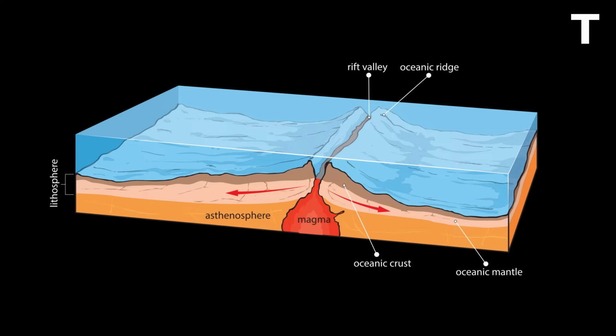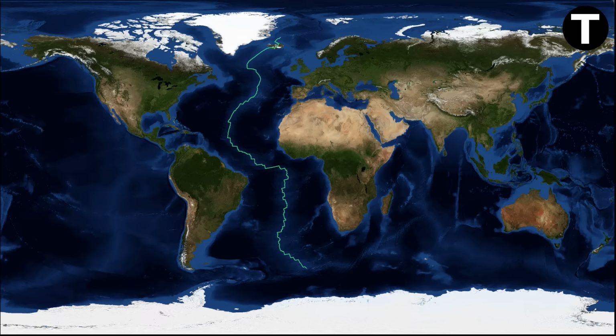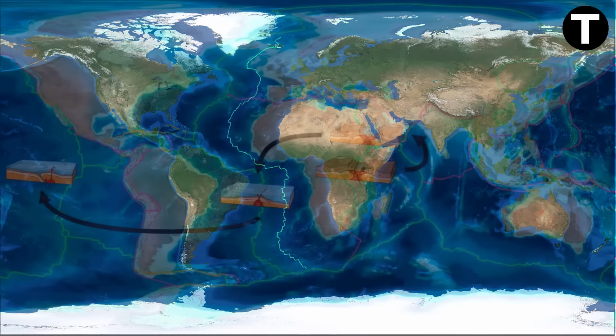expands due to the activity of active mid-ocean ridges. The Atlantic Ocean, with its mid-Atlantic ridge, exemplifies the mature phase of the Wilson cycle.